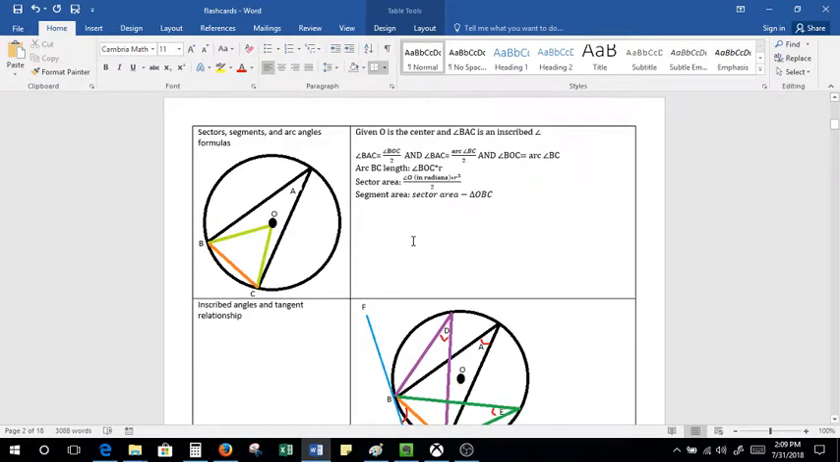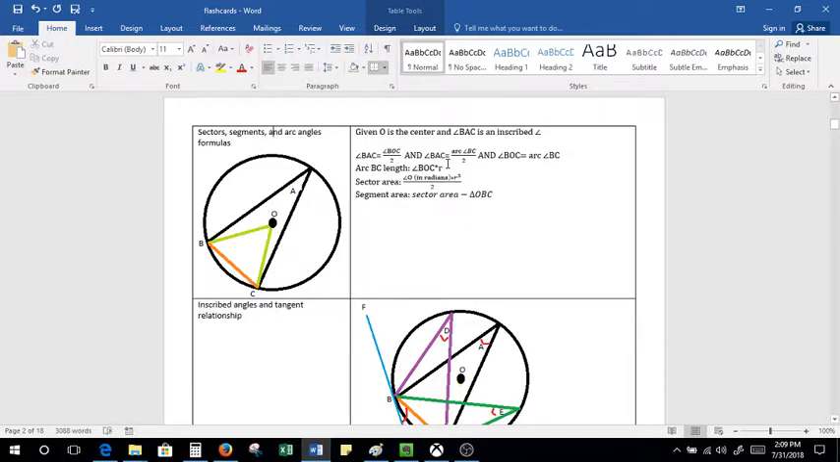So now that we have our vocabulary down, we can take a look at these formulas. Given that O is the center and angle BAC is an inscribed angle, then angle BAC is equal to the angle BOC divided by 2. So it's just half, right? This angle is half of this angle here. Is all that's saying.